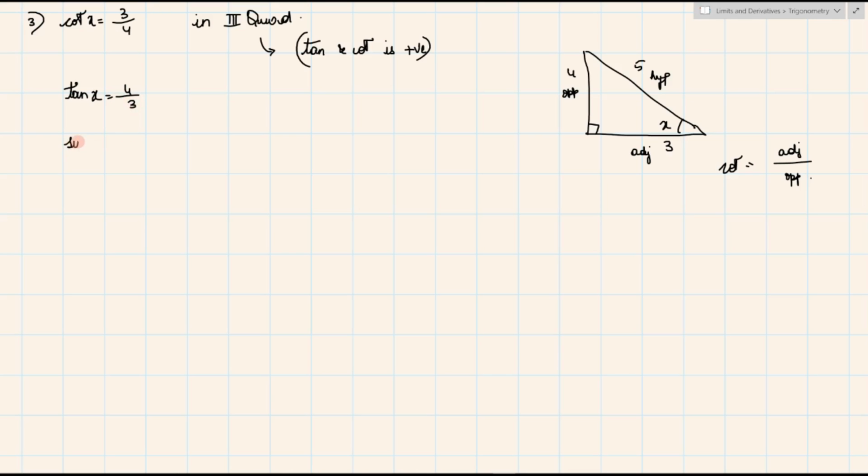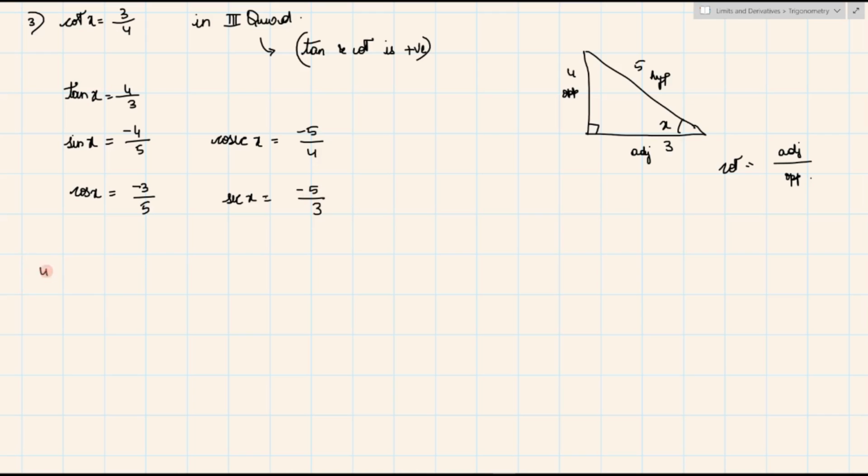So sin x is nothing but opposite divided by hypotenuse, that is 4 by 5, minus 4 by 5, because sin is negative in the third quadrant. And cosecant x is nothing but the reciprocal of sin, that is minus 5 by 4, and cos x is given by minus 3 by 5, and secant x is given by the reciprocal of cos, that is minus 5 by 3.